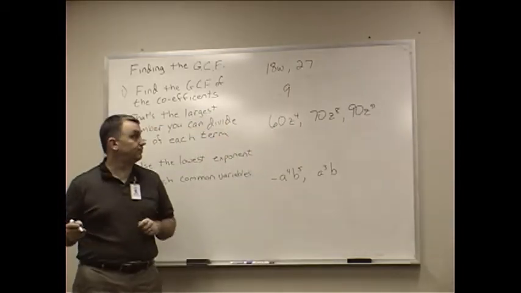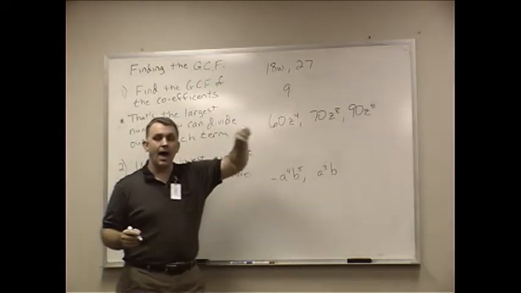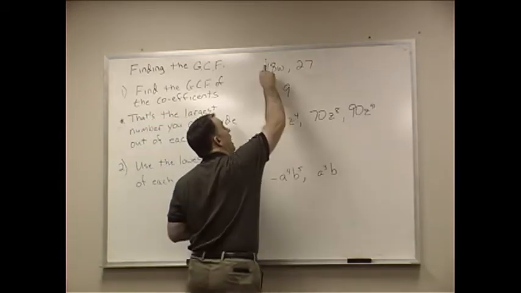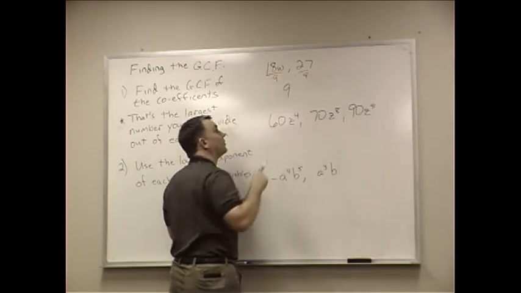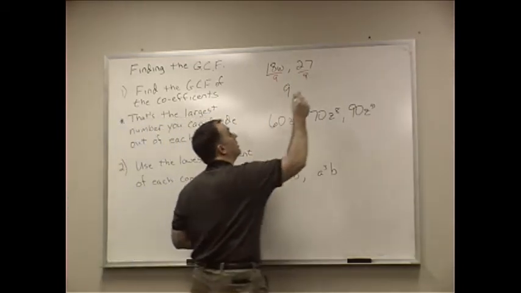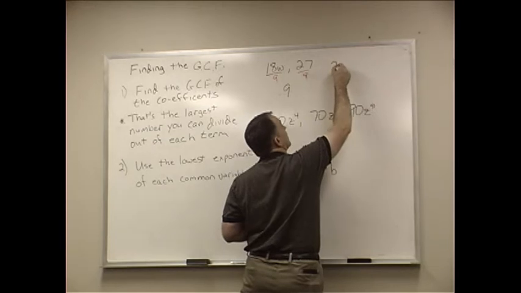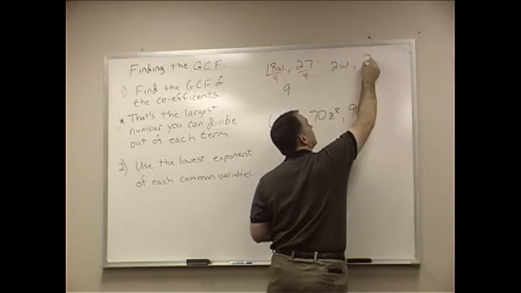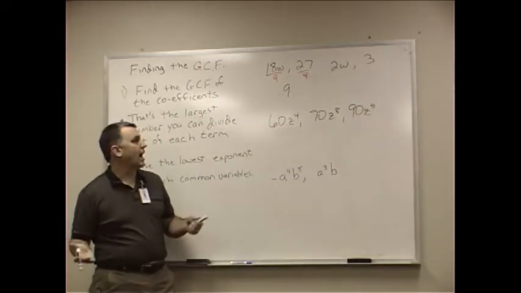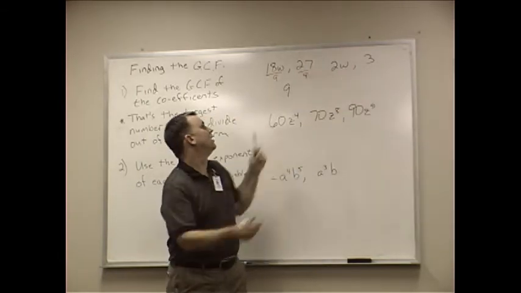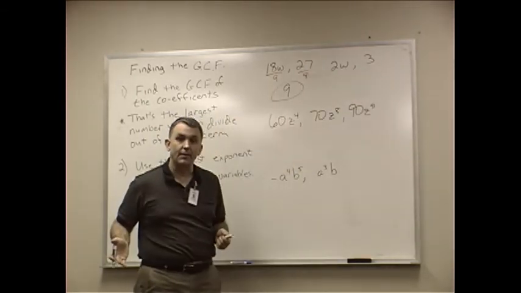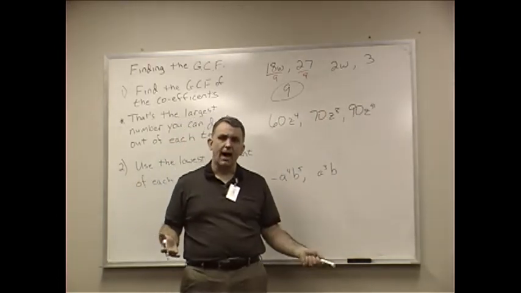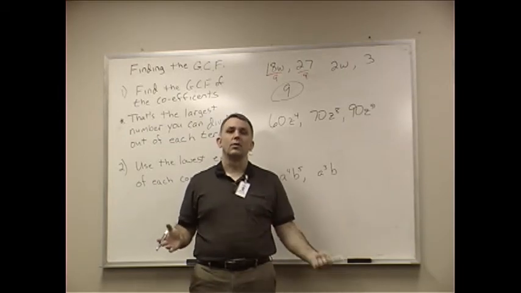Now, you might say, how do I know 9 is the largest number? Well, go ahead and divide it out and look at the leftovers. So divide by 9, divide by 9. 18W divided by 9 is 2W. And 27 divided by 9 is 3. Now these are separated by a comma, so I'm still separating my answer. My answer here is 9. That's the greatest common factor. But I'm just going to look at 2W and 3. Is there anything else I can divide out of 2W and 3? The answer there is no, there is not.